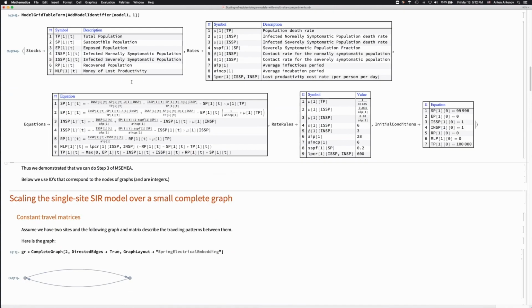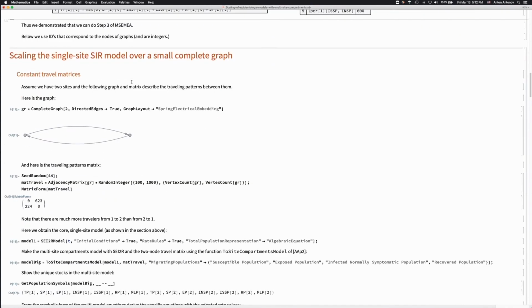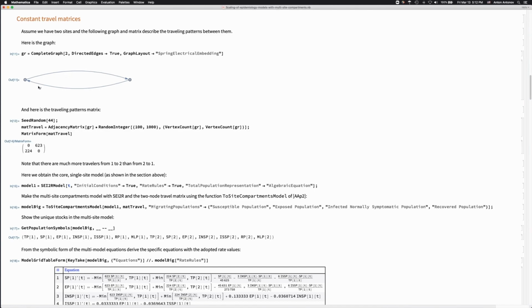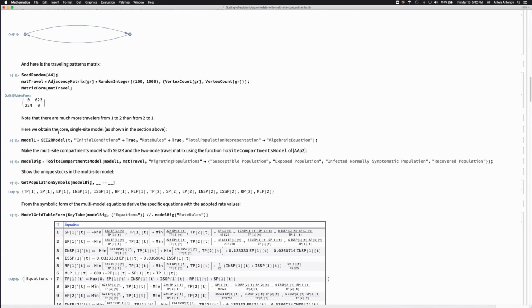All right. So what is happening here? I'm going to describe this with a two node graph, because it's easier to follow and easier to display the intermediate results. So I have these 2 sites, and I have made this random matrix, which tells me the traveling patterns between the 2 sites. You can see that there are many more people traveling from site 1 to site 2 than from site 2 to site 1. For whatever reasons, I have decided that this is my traveling patterns matrix.